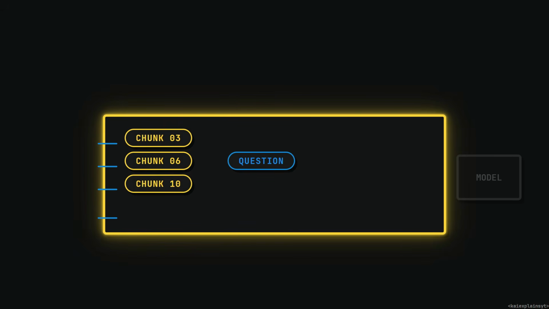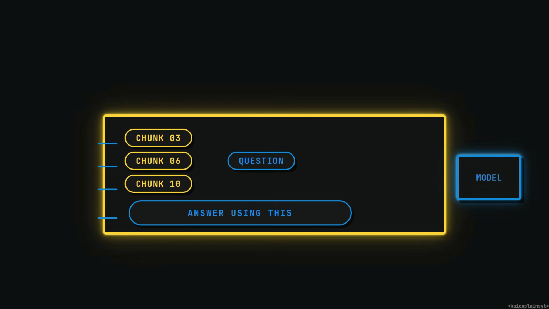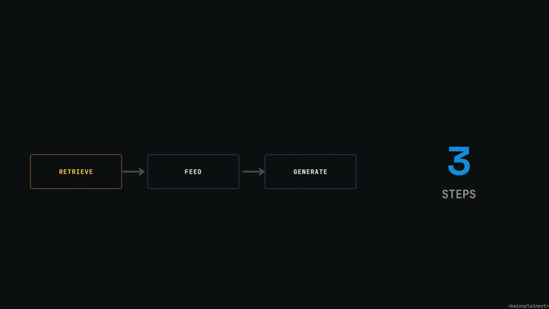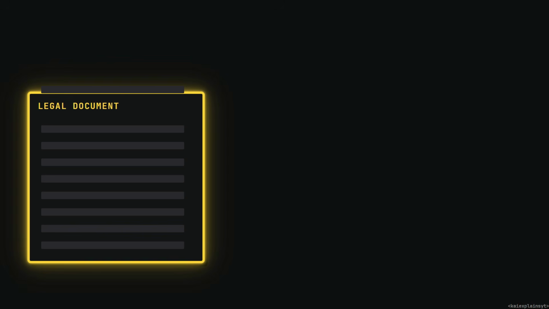It basically says, hey, here's some relevant information from the document. Now answer the question using this. That's RAG. Retrieve the relevant context. Feed it to the model. Generate an answer. 3 steps. Done. I remember the exact moment this clicked for me.